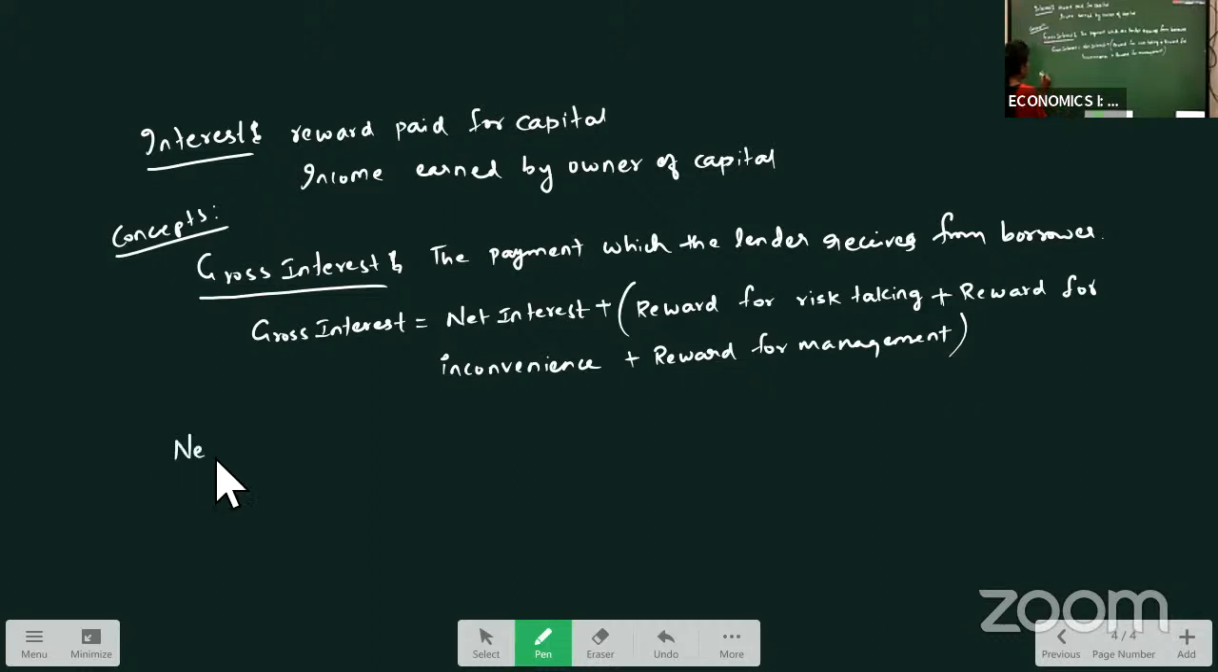Now, the next concept we have is net interest. See, all these you will get for 2 marks: contract rent, economic rent, gross interest, net interest. Next we have profit also. So what is net interest? What remains with the lender?